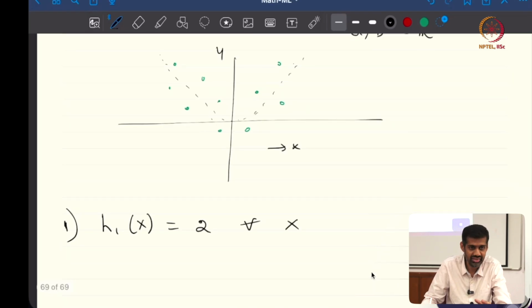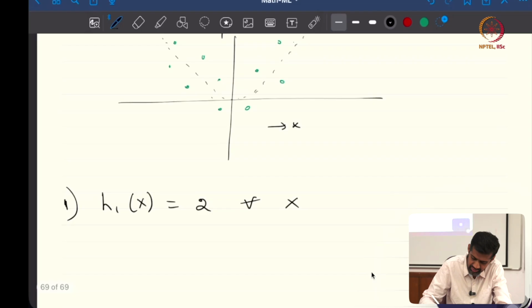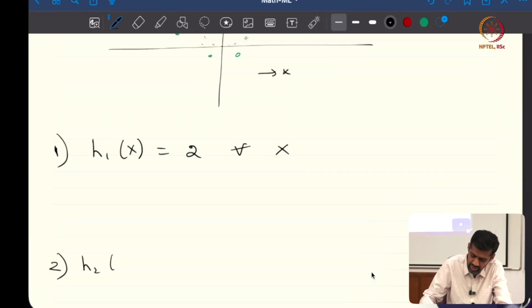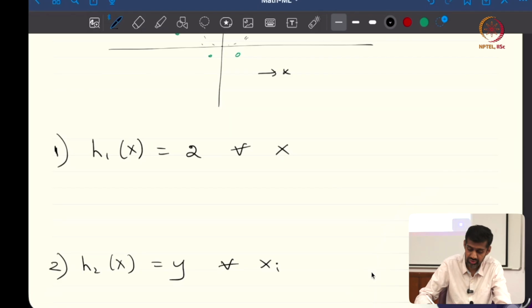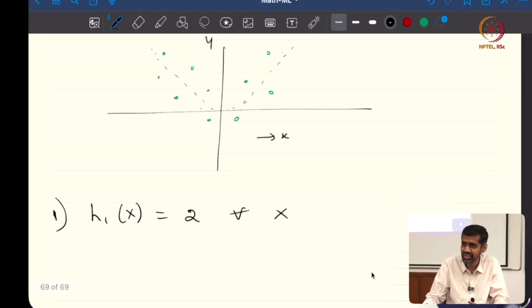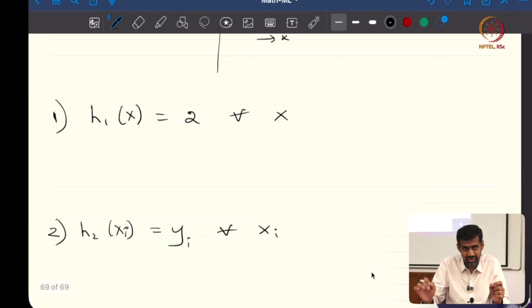This is one classifier. Okay, there is another classifier, h2 of x is equal to y for all x. H of xi is equal to yi. So do you understand what these classifiers are? The first regressor or first hypothesis is a constant for all data points. The second regressor is equal to the particular y at all data points.